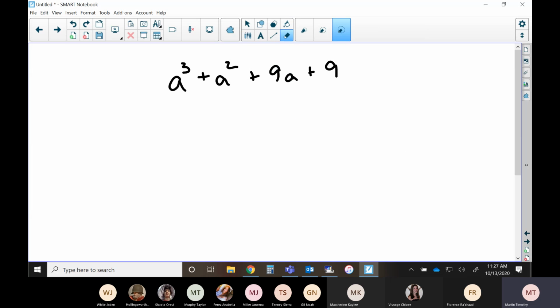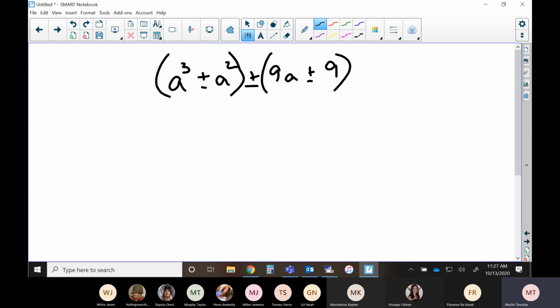Do you see how all these things are being added to each other? So I can put parentheses here and here. And then what happens is, do you see how I have an a cubed and an a squared? I can take a GCF out between these two. What do they both have in common? They have a squared in common. And then what am I left with?